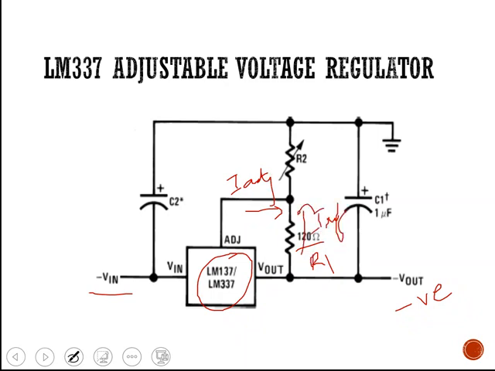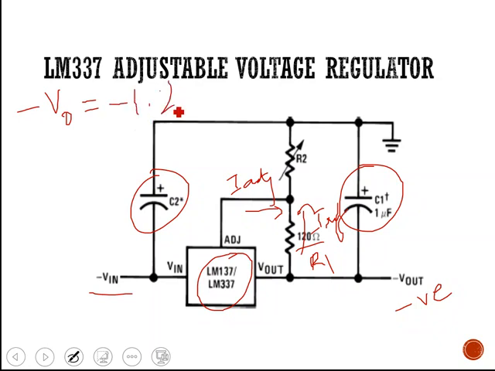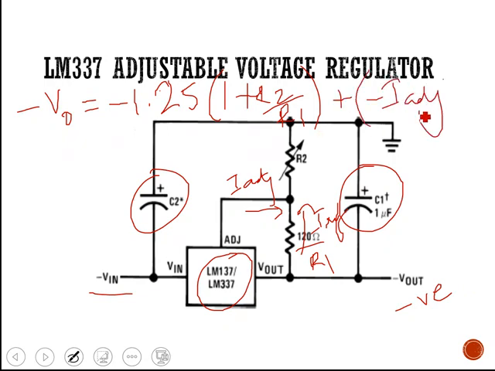The capacitors C2 and C1 are used as a filter. The output voltage V0 is negative. So this V0 can be given as minus V0 is equal to minus 1.25, that means it is minus V reference into 1 plus R2 by R1, plus minus I adjust, since the direction of the current changes, minus I adjust into R2. So this is the negative voltage which is provided by the LM337 IC regulator.